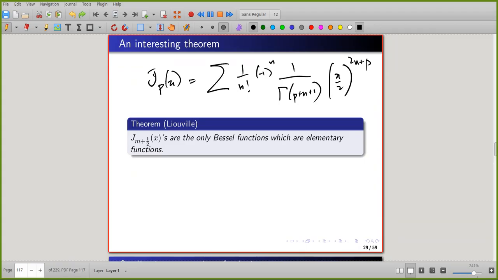That will follow easily from an induction argument using the Bessel identities. But the converse, if J_p is an elementary function, then p has to be of the type m plus half. If you pause and think about it for a moment, it looks like a very hard problem. I don't know how this was proved, but I guess this result is very interesting.